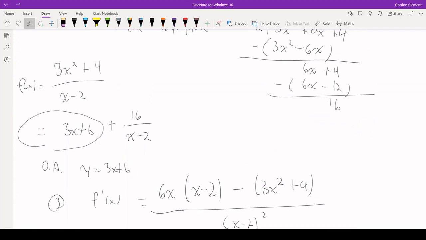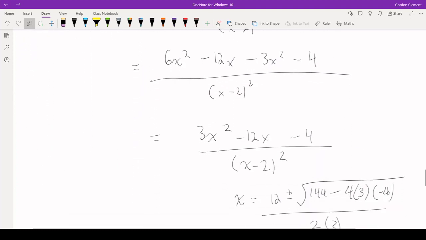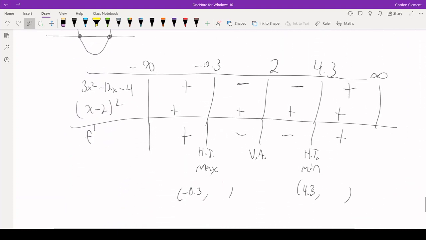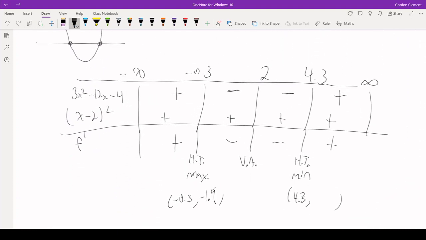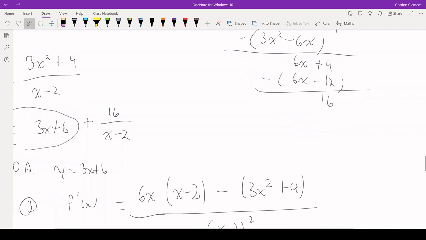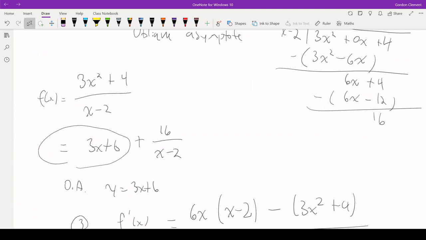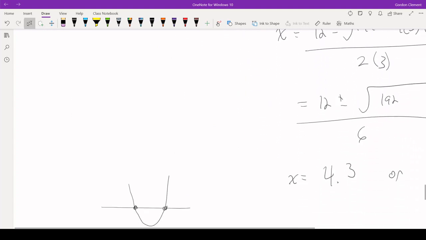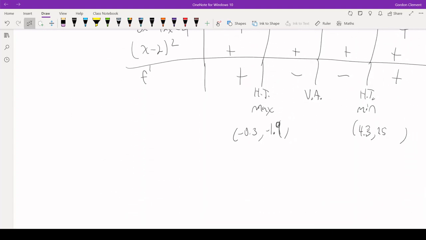This looks like fun. Now this one I got like negative 1.9 if I round it off to one decimal place. 4.3. I got 25.9 for that one. All right.